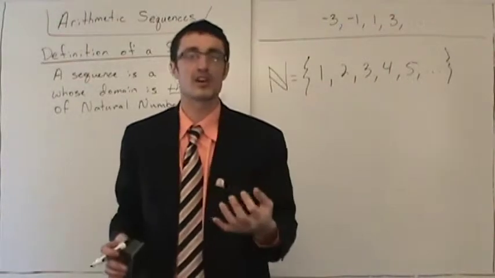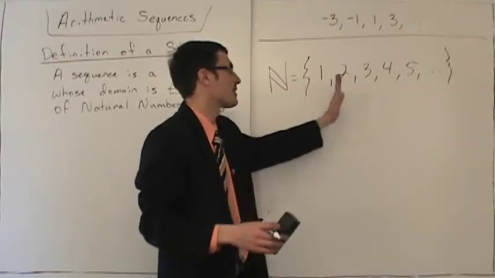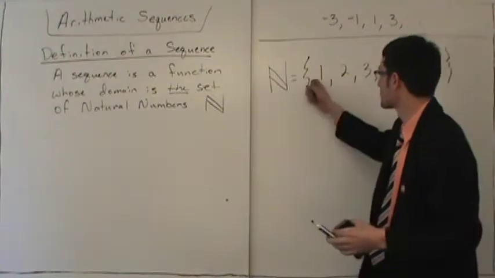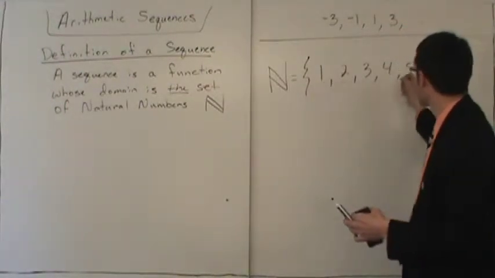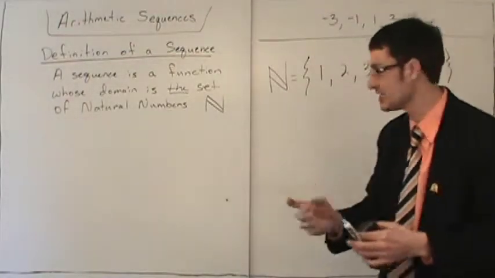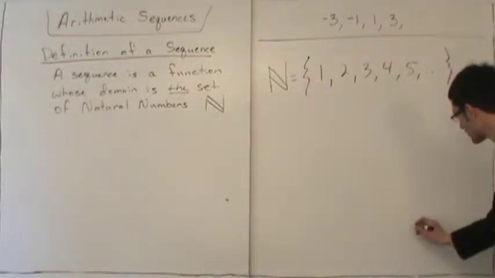First question: are there negative numbers in the set of natural numbers? No. Natural numbers are just positive. Secondly, is 0 in the set of natural numbers? No. The natural numbers are just 1, 2, 3, 4, 5, 6, 7, 8, 9, 10, the counting numbers. Your age is an example of a natural number. Let me put this on the board.